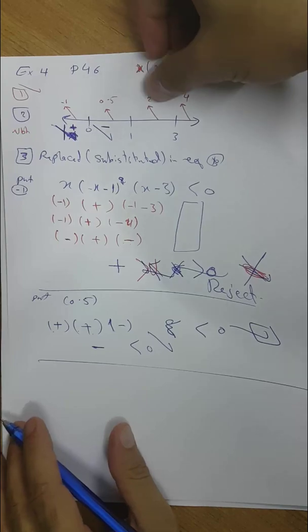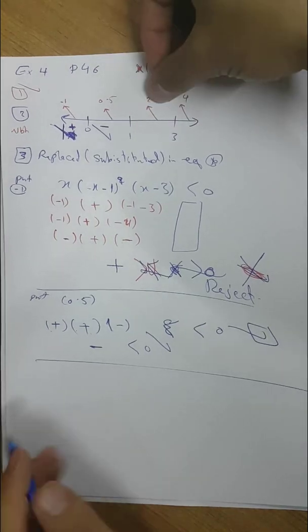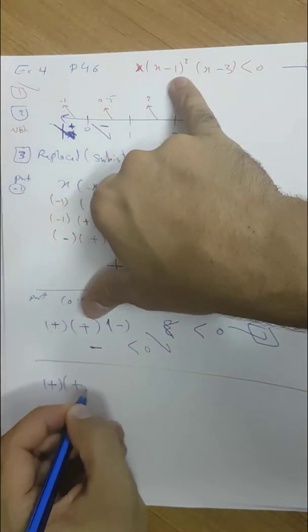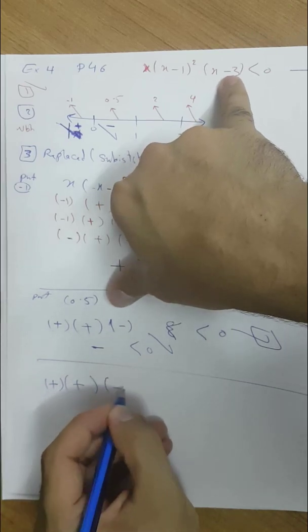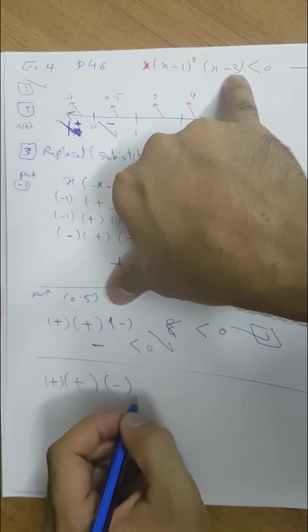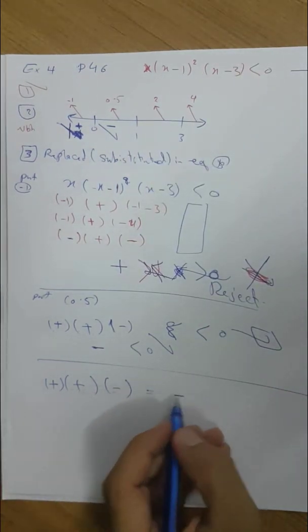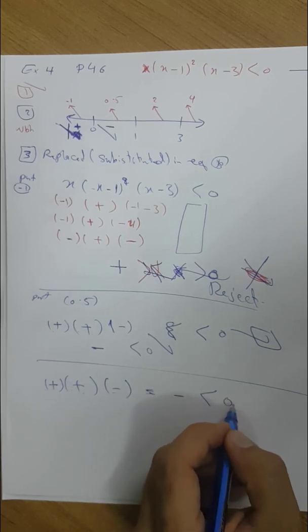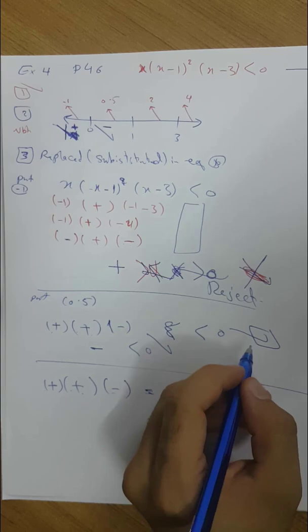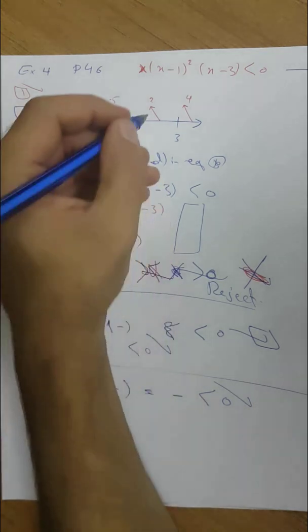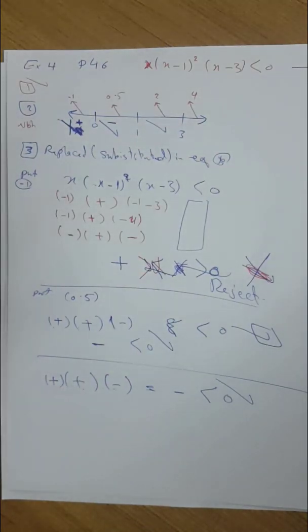How about putting number 2? How about this region? I'll put number 2. So number 2, put in the equation star. I'll get positive. As usual, I told you, square positive. If I put here, I'll get negative. 2 minus 3 is equal to negative 1. So negative. The result will be what? Negative, positive, positive, positive, negative. So negative is less than 0. So also we will choose also here. Okay, dear, we will choose also here.